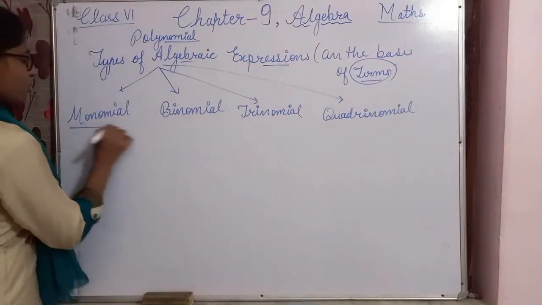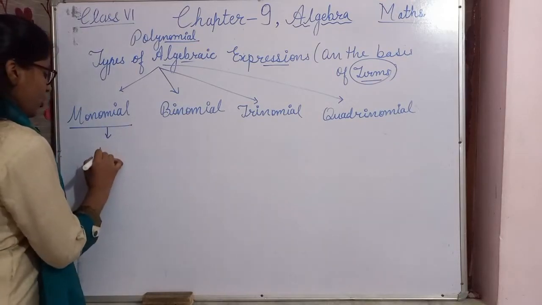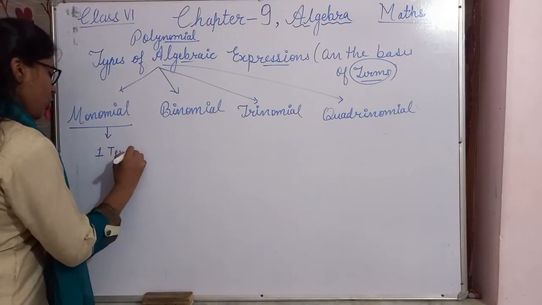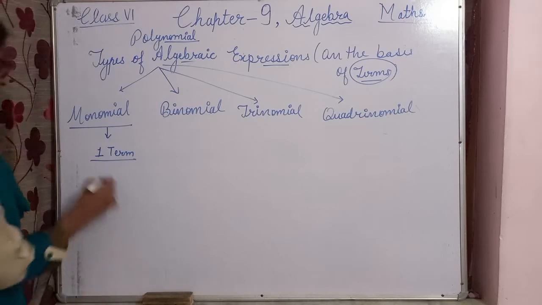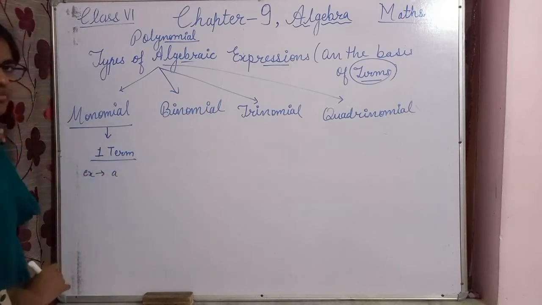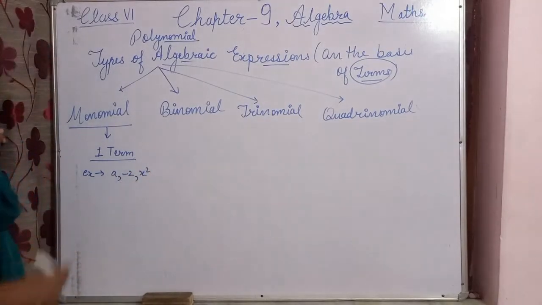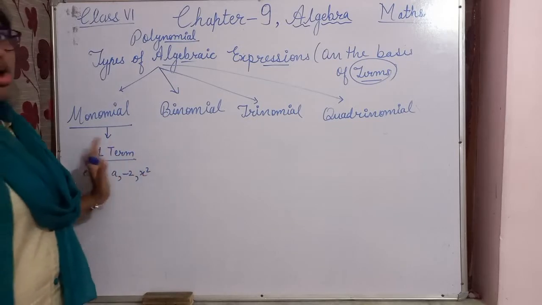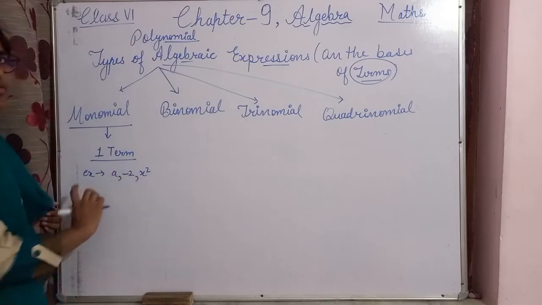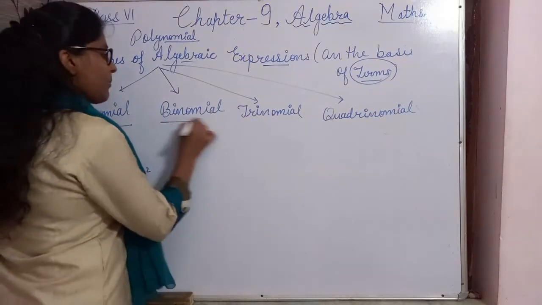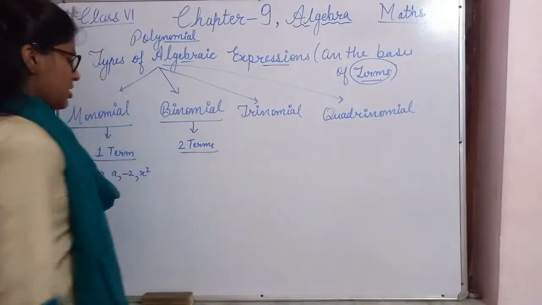Now see here, first is monomial. A monomial is an algebraic expression in which we have only one term. How many terms do we have there? Only one term. See the examples: we have only a, only minus 2, only x square, and so on. These are all monomials because we have only one term. Now binomial. In a binomial, we have 2 terms. How many terms do we have here? 2 terms.